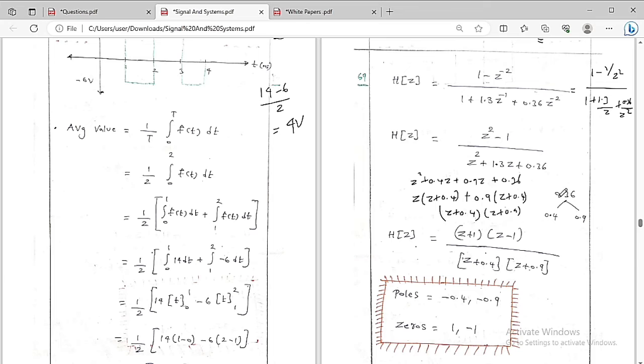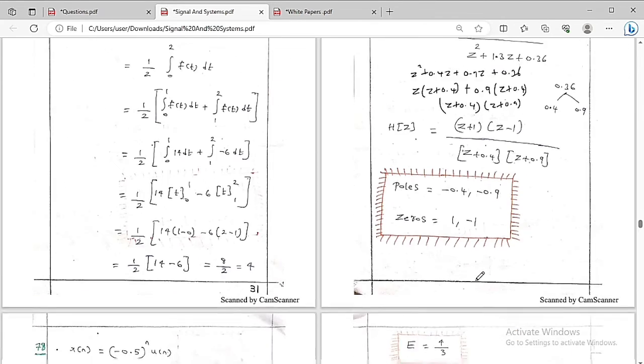Finally, H of z is equal to (z plus 1) into (z minus 1) by (z plus 0.4) into (z plus 0.9). The numerator roots are called the zeros and the denominator roots are called the poles. So what are the zeros? Plus 1 and minus 1. And what are the poles? Minus 0.4 and minus 0.9. Therefore, the numerator roots of the transfer function are called the zeros and the denominator roots are called the poles. So zeros are minus 1 and plus 1 and the poles are minus 0.4 and minus 0.9. This is the correct solution of this question.